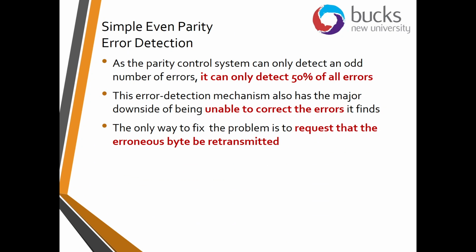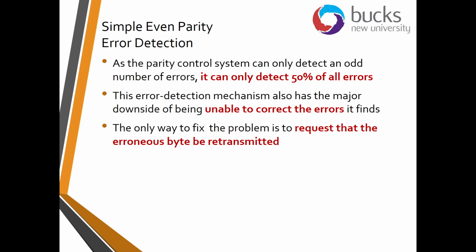So as the parity control system can only detect an odd number of errors, it can only effectively detect 50% of all the errors that there could possibly be. This error detection mechanism also has the major downside of being unable to correct the errors it finds, and the only way to fix the problem is to request that the erroneous byte be retransmitted. So these are the limitations of it.